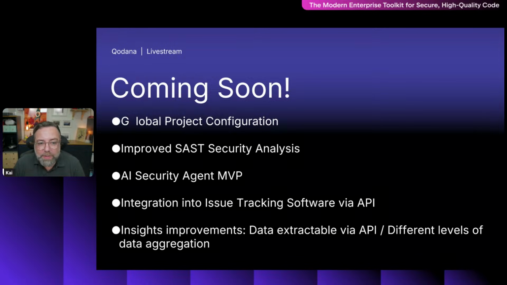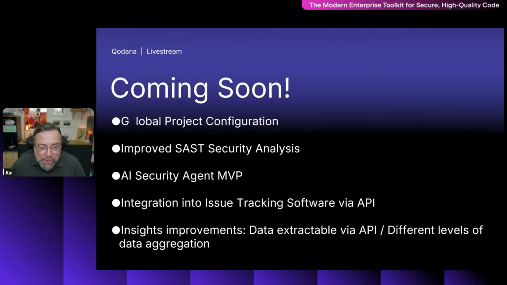We are also working on an AI security agent. Because we saw that when it came to scanning and analyzing code for code quality issues, the current heuristic-based analysis is still ahead of AI. However, when it comes to scanning for potential security vulnerabilities, there we see that AI has made quite a big progress, and we are looking into integrating that into Qodana as well.